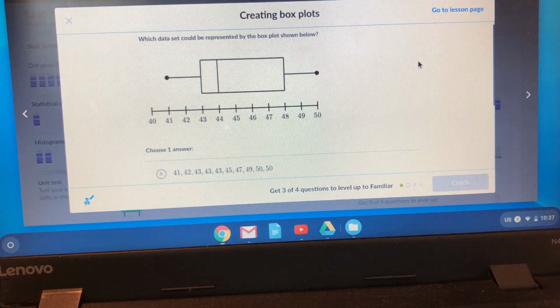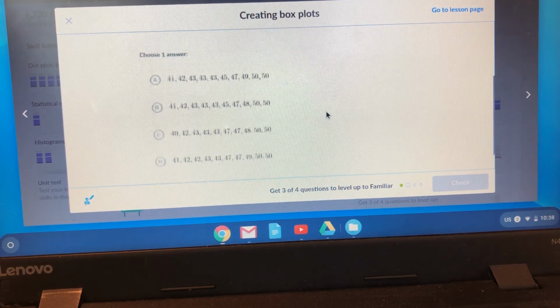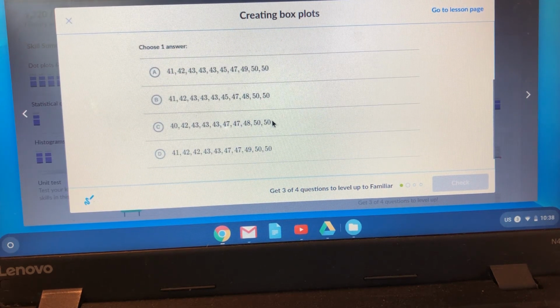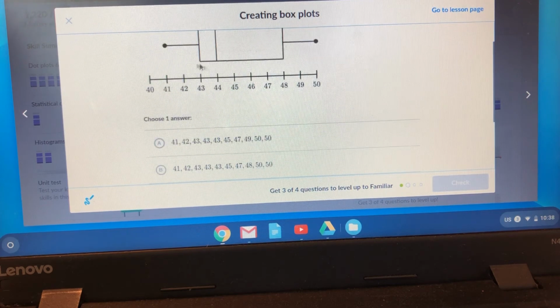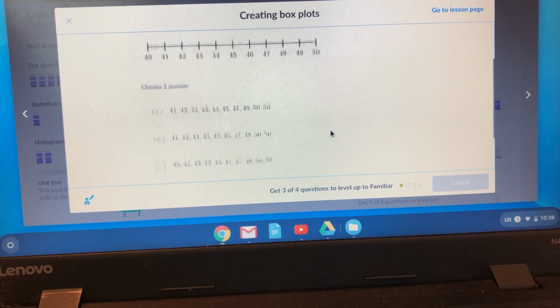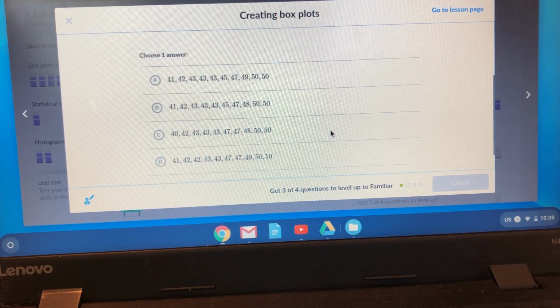Okay, so you only have 4 questions. Take your time and make sure it works. So for this one, we have a minimum of 41, a lower quartile of 43, a median of 44, an upper quartile of 48, and a maximum of 50. So right away, I can get rid of C. C is not an answer because its minimum needs to be 41. That still gives me 3 answers I have to look at, and that's a lot of data.